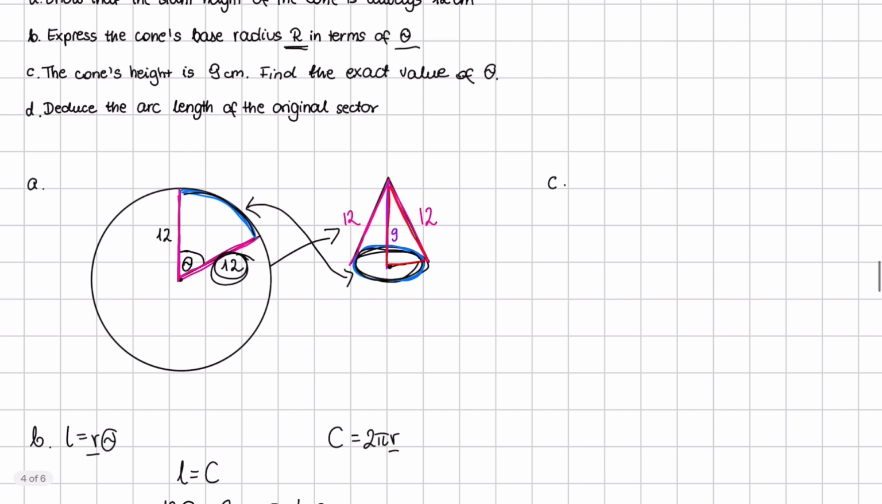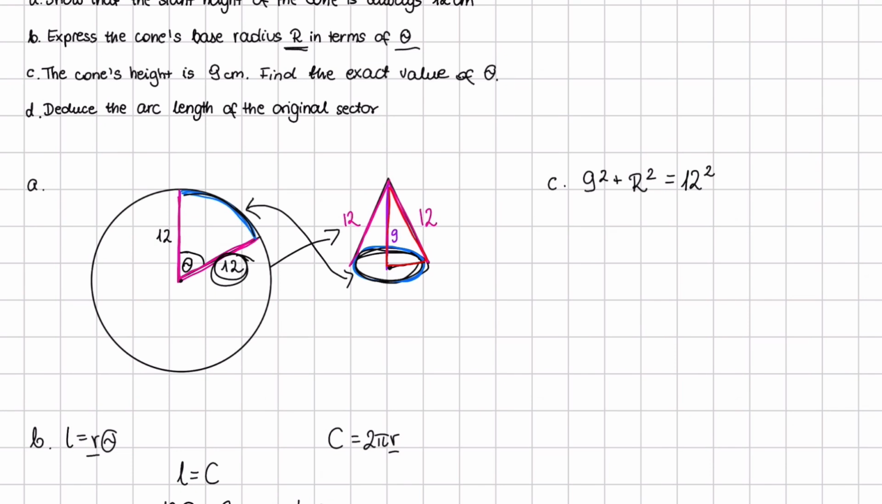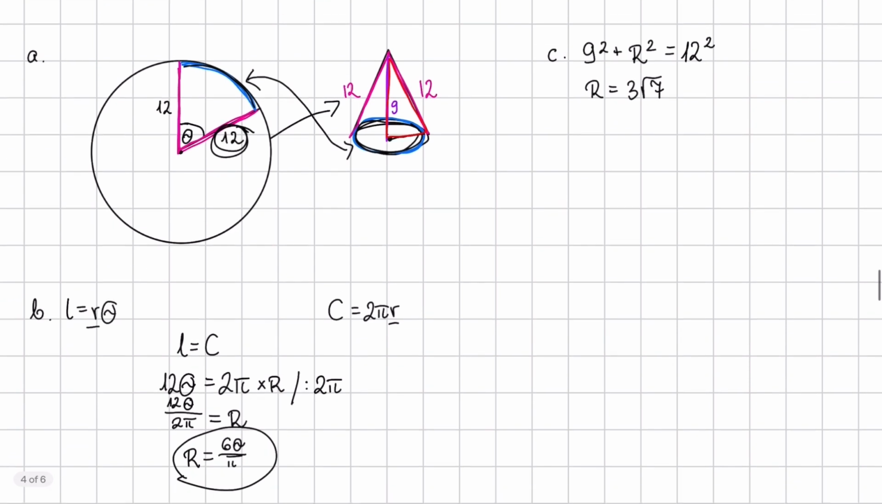So we have 9 squared plus our r squared equals 12 squared. So here we just use our Pythagorean theorem. So now we can use solver to solve it. So r is 3 square root of 7. So now we can substitute it into our formula.